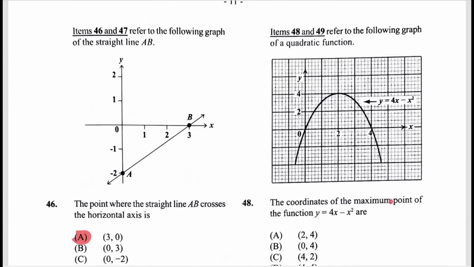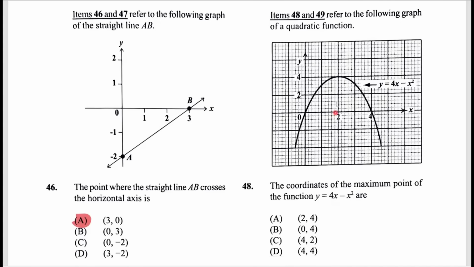48. Coordinates of the maximum point of the function y equals 4x minus x squared are. Maximum point will be what? 2, 4. Yeah, that's A.